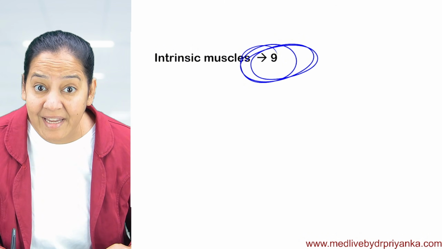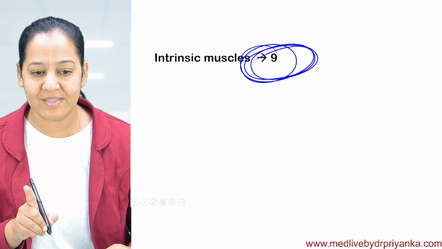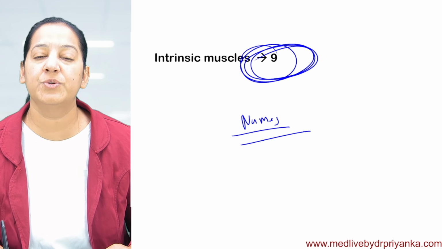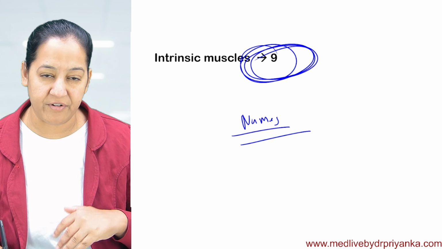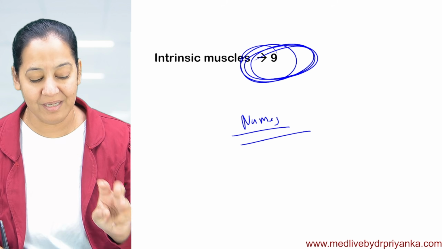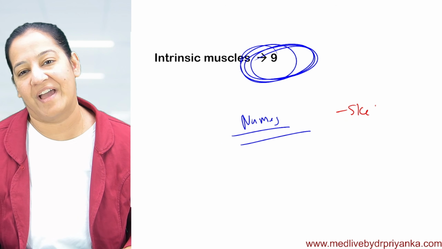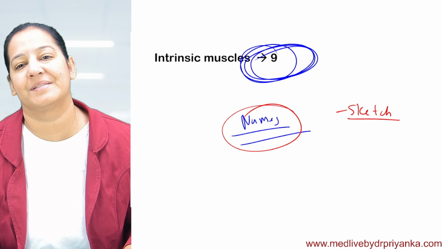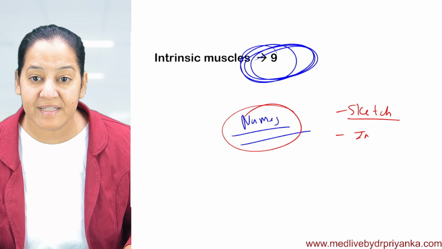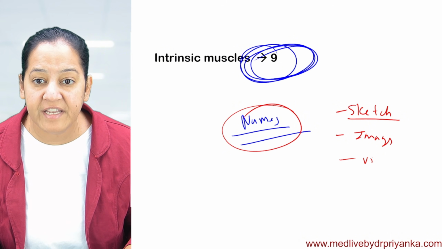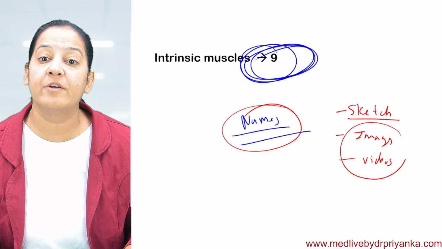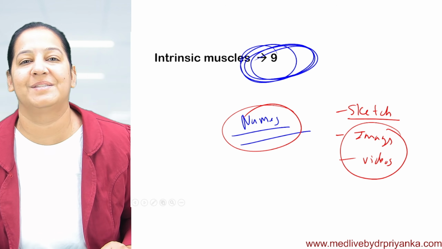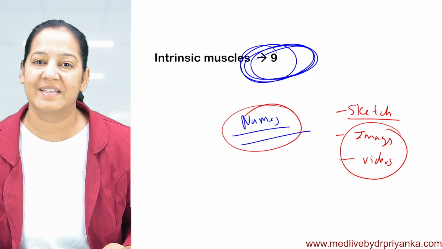There are 9 intrinsic muscles. The first thing, you have to learn the names of these 9 muscles. I'm going to revise these 9 muscles in 3 forms. First of all, we will see a sketch diagram in which I will help you in learning the names of these 9 muscles. Then we will see the images along with the videos in which I will tell you the origin, insertion, action as well as nerve supply of these muscles. So first we will see the sketch diagram.